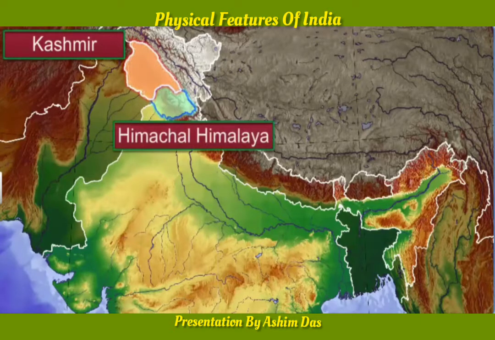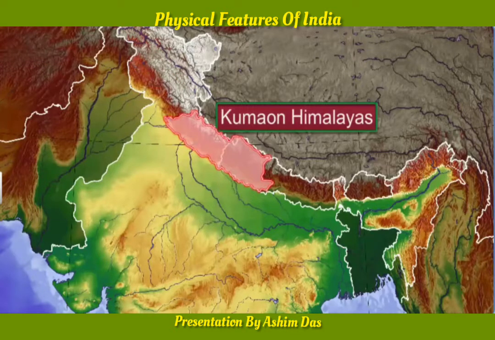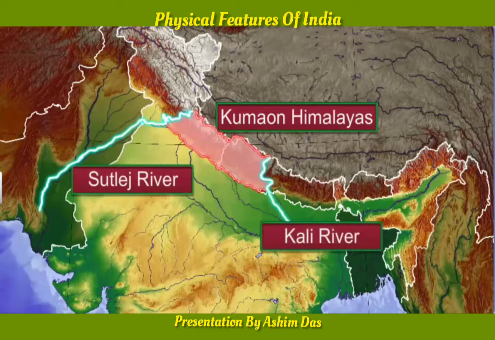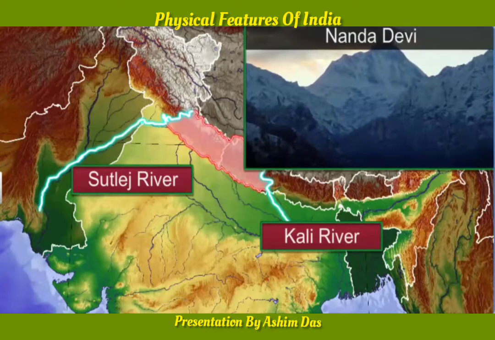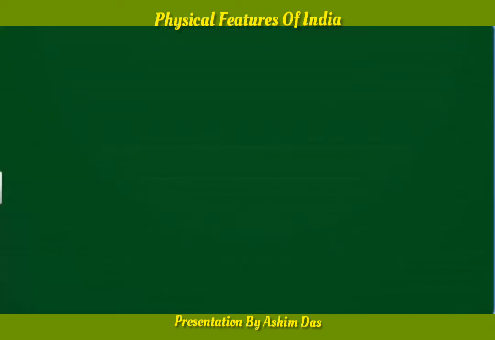To take another example, the Kumaon Himalayas is the name used regionally for the portion of the Himalayas between the Sutlej and the Kali rivers. Nanda Devi is the highest peak in this region. The hill stations Nainital and Ranikhet are located in the Kumaon region.